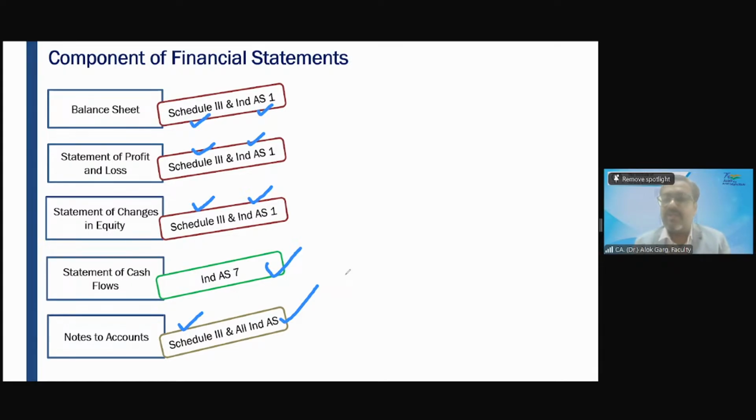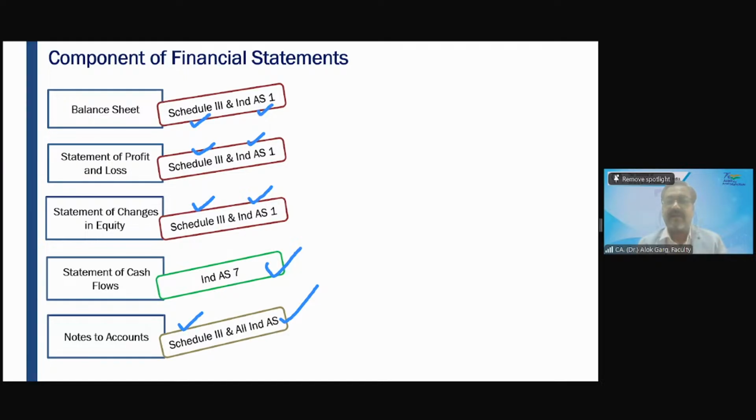Segment reporting. Schedule 3 does not give you any guidance relating to segment reporting. It says that you have to do the segment reporting related disclosure as per Ind AS 108. Okay. So these are kinds of disclosure. Capital commitment, contingent liability. You need to refer to Ind AS 37 as well as Schedule 3 also provides the guidance relating to the capital commitment and contingent liability. Okay.